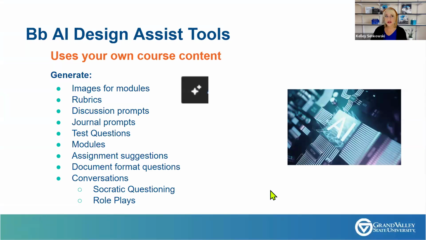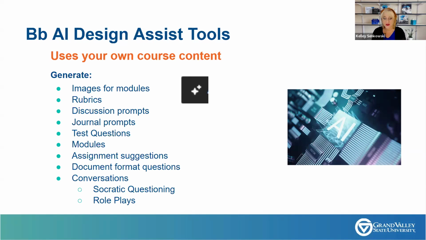So there's multiple different AI Design Assist tools built into Blackboard. I'm going to call these auto-generate tools because when you see the little double star symbol in your course, it actually will say auto-generate in many instances on your screen. Blackboard can assist you with images for modules, rubrics, discussion prompts, journal prompts, test questions, modules, assignment suggestions, document format questions, and conversations. Conversations are new. We're going to dive into that one a little deeper.